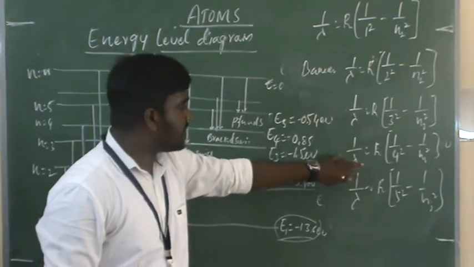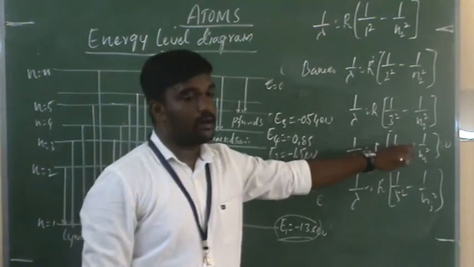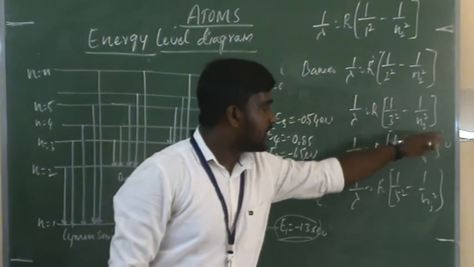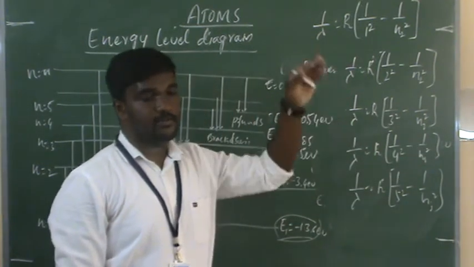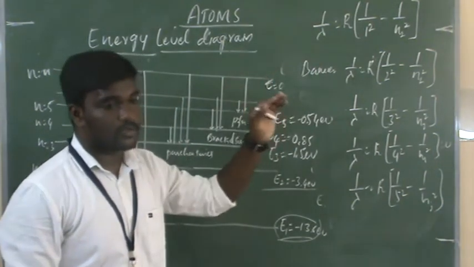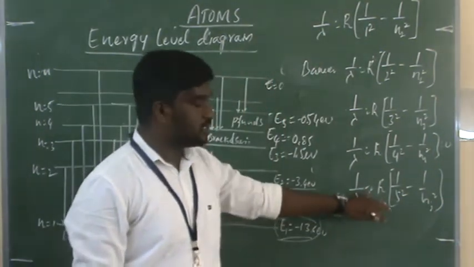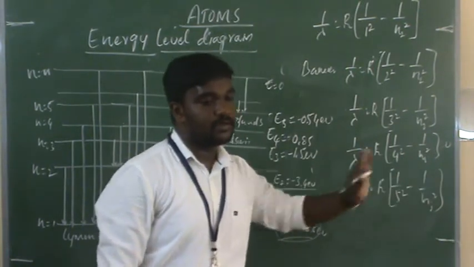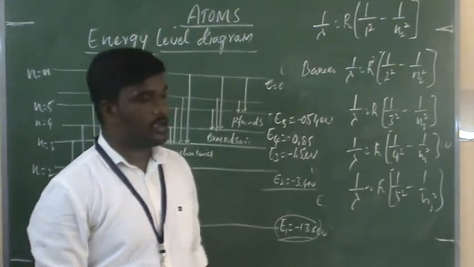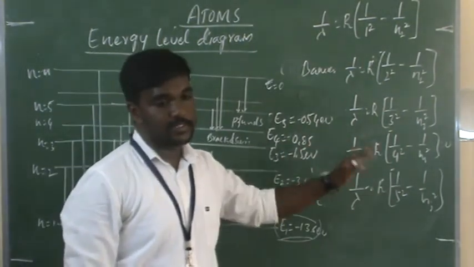In the same way, for the Brackett series, 1 by lambda is equal to R into 1 by 4 square minus 1 by n2 square, where the spectral lines are transitions from higher energy levels to the fourth orbit. And for the Pfund series, 1 by lambda is equal to R into 1 by 5 square minus 1 by n2 square. So that is the empirical formula for the Pfund series.